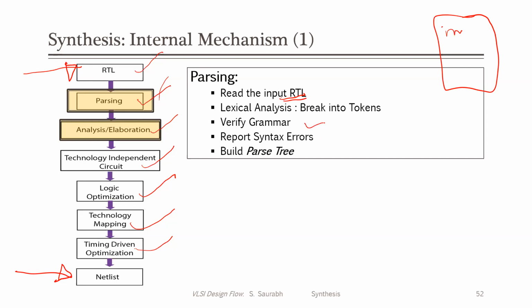For example, if you have given a module, whether you have given an end module or not. If you have not given an end module, then that is a kind of error condition, right? And therefore, the tool will report a syntax error. So if you have a syntax error in your file, the tool will report the error at this point of time. Suppose the tool did not find any syntax error, then it will build a parse tree and go to the next step, that is analysis and elaboration.